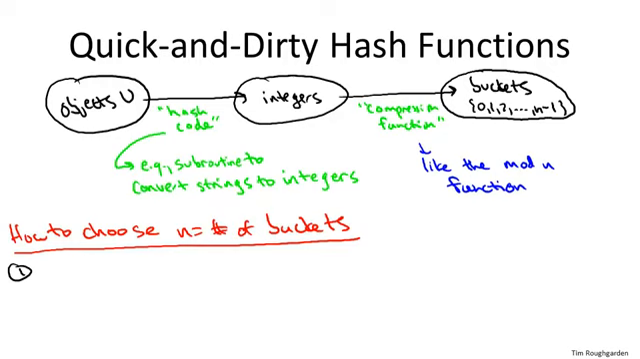So I'll conclude this video just with some standard rules of thumb. If you just need a quick and dirty hash function, you're going to use the modulus compression function. How do you choose n? Well, the first thing is we definitely don't want to have the problem we had on the last slide where we're guaranteed to have these empty buckets no matter what the data is.